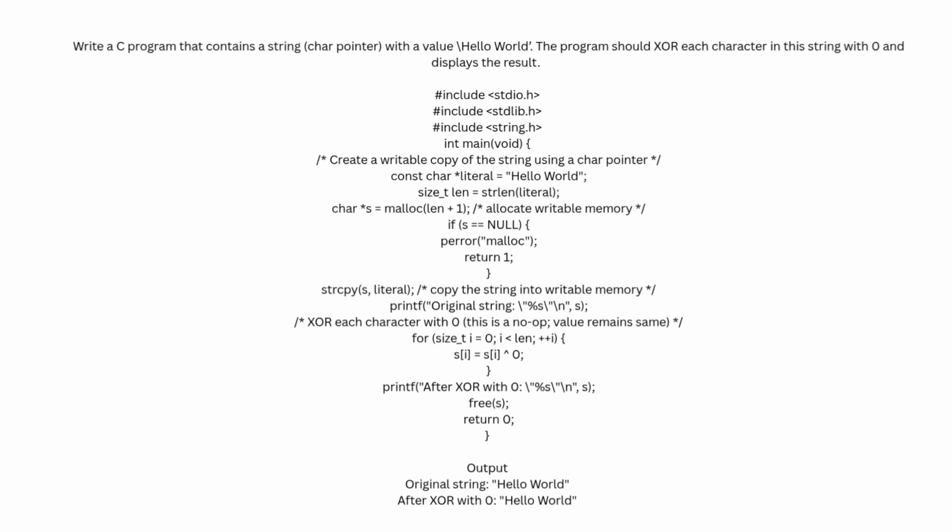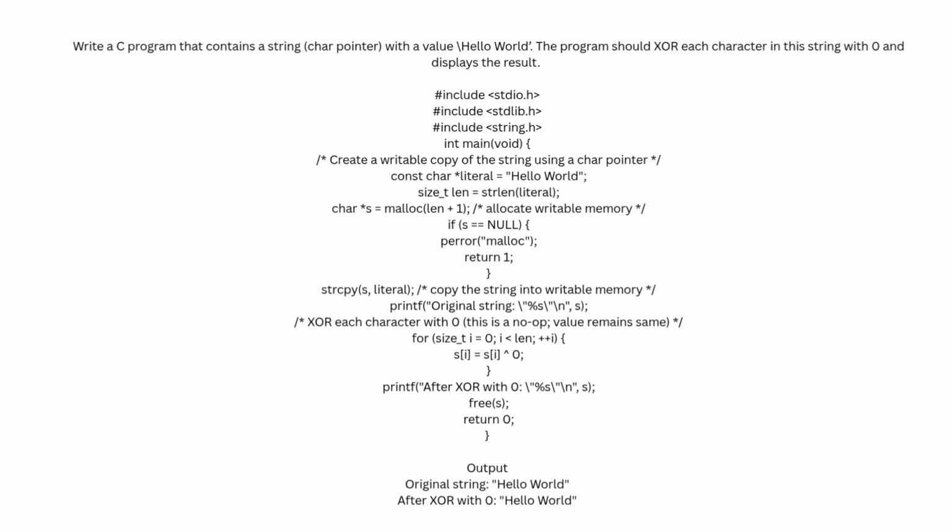If s double equals NULL, here it checks whether memory allocation failed or not. If malloc returns NULL, the program prints an error and exits safely. strcpy of s comma literal means it copies hello world into the allocated buffer. Now s contains a modifiable version of the string. The printf statement contains the original string, which prints the string before the XOR operation. That is, our original string is hello world.